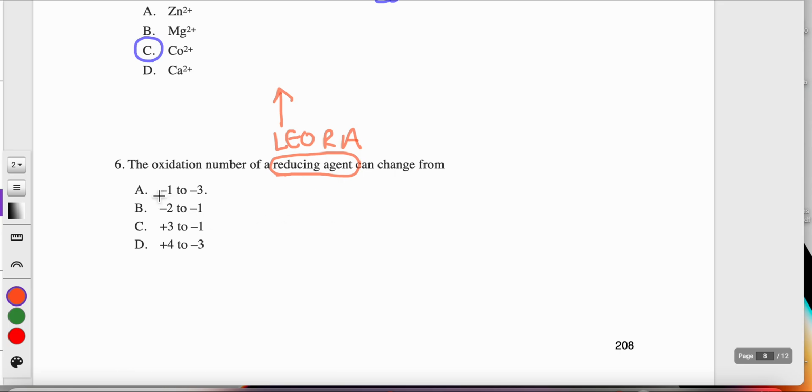So when you look at these, -1 to -3, you're going down the ladder. -2 to -1, you're going up the ladder. Positive 3 to minus 1, you're going down the ladder. Positive 4 to minus 3, you're going down the ladder. So the best choice here is letter B, because this one went up the ladder. It lost electrons.